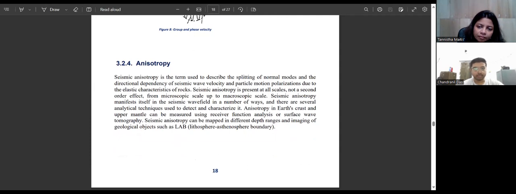Anisotropy in the earth's crust and upper mantle can be measured using receiver function analysis or surface wave tomography. I haven't used the receiver function; I have used the surface wave tomography here. So the seismic anisotropy can be mapped in defined depth ranges, and imaging of geological objects such as the lithosphere and asthenosphere boundary is possible.